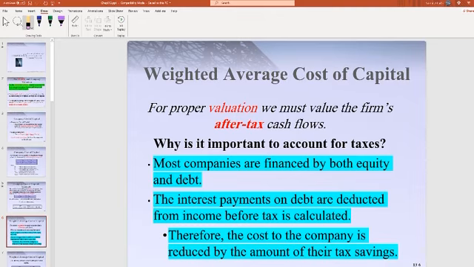And we know the interest payments on debt are deducted from the income before tax. So the interest expenses are tax deductible, which means this will reduce your tax. Therefore, the cost to the company is reduced by the amount of the saving. When I take a loan to finance my activities, I will pay interest. Those interest expenses will reduce my tax, which means I saved a specific amount of money. That's why we need to include this in our calculations. And you will see in the next slide we have the correct formula for WACC.